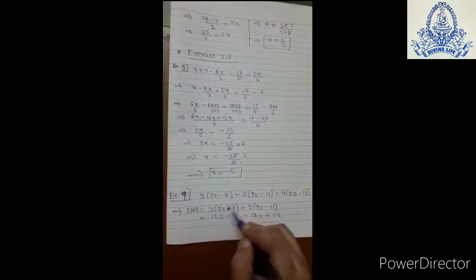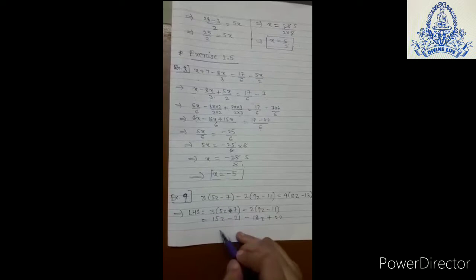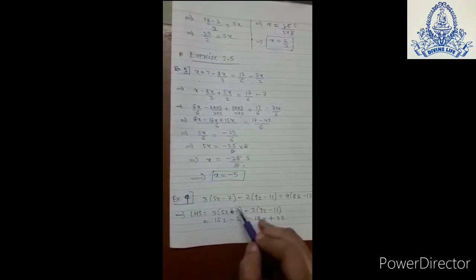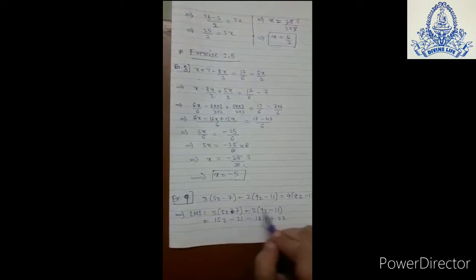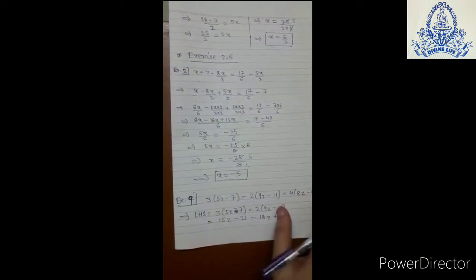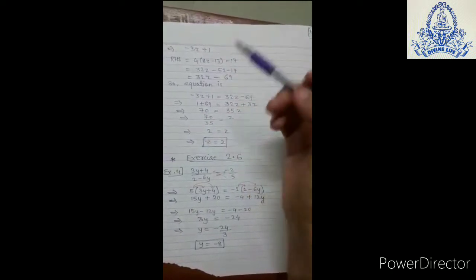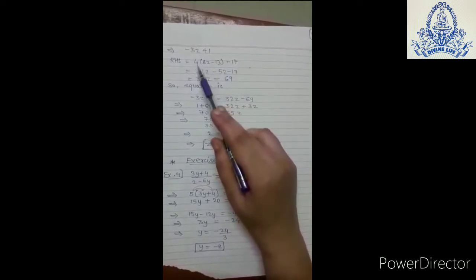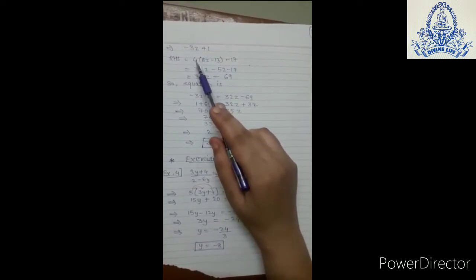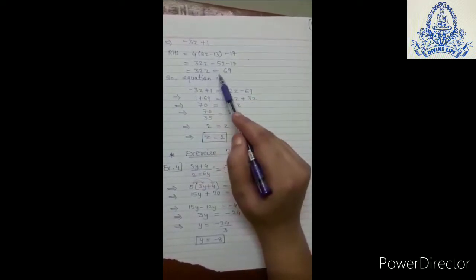See, first you simplify this LHS. So see this 3 into 5z, it will become 15z, 3 into -7 is -21, -2 into 9z is -18z, -2 into -11 is plus 22. Okay, after simplifying this we get -3z plus 1. Okay, see RHS is 4 into 8z minus 13 minus 17, 4 into 8 is 32z, 4 into -13 is minus 52 minus 17, so 32z minus 69.